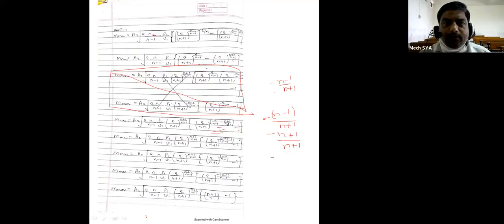Understood? I think only that step is a little bit unclear here. Write down with this. Understand? Please mention.